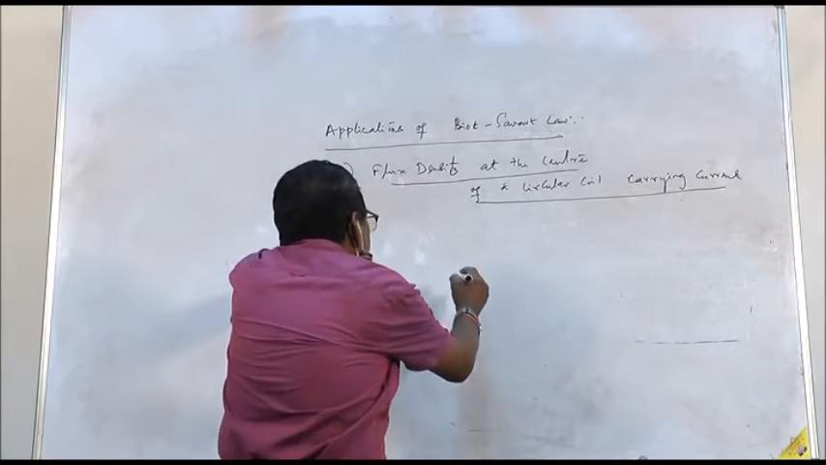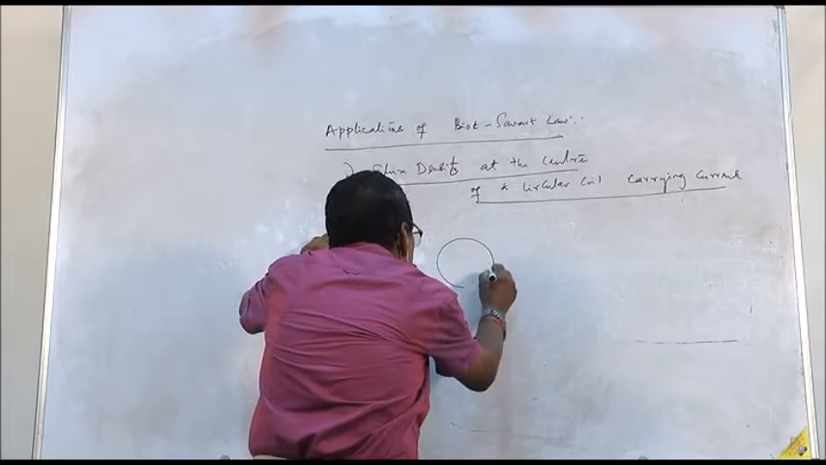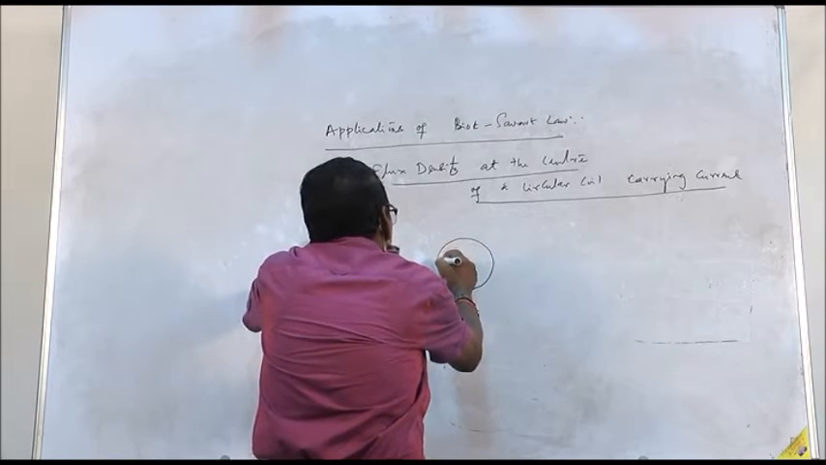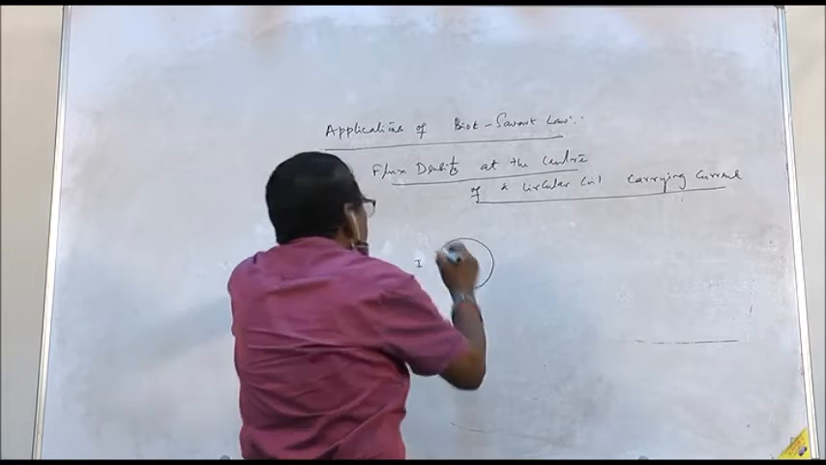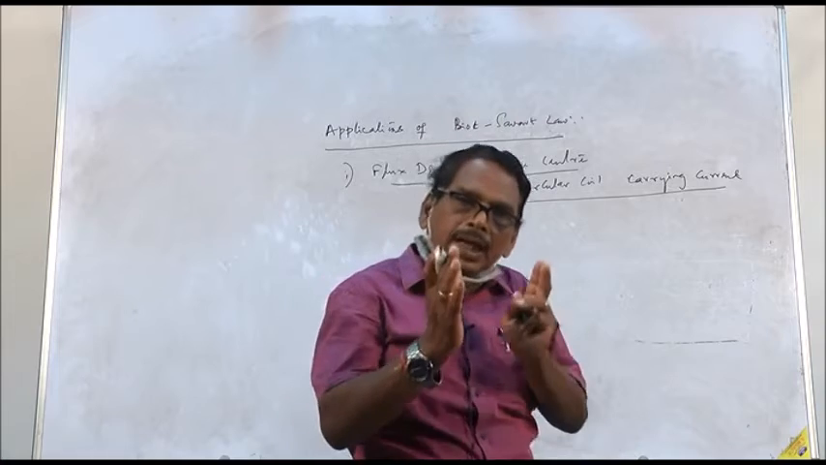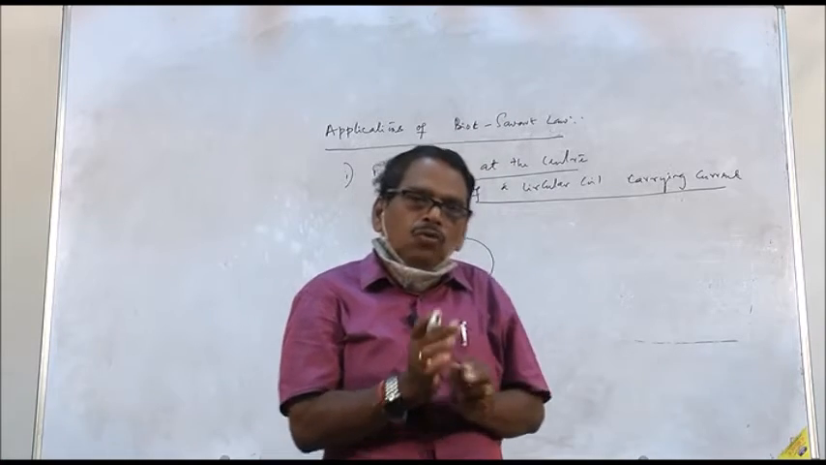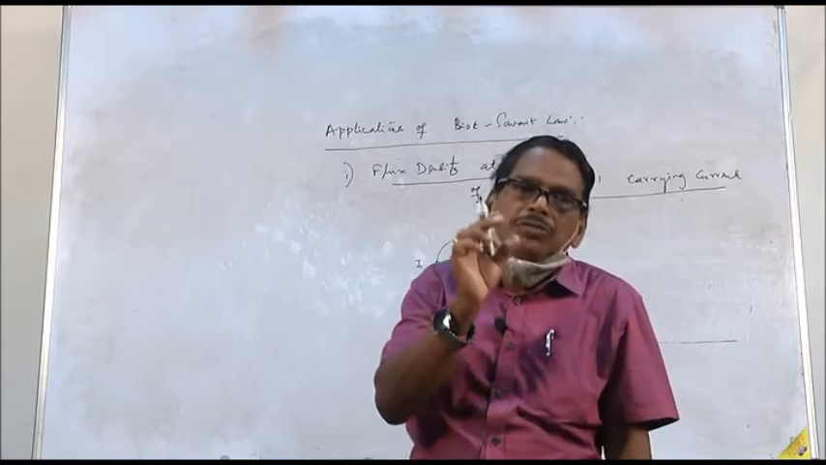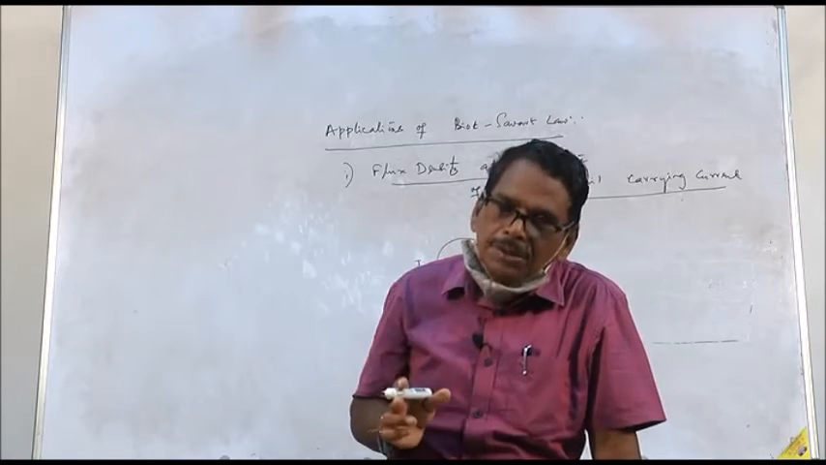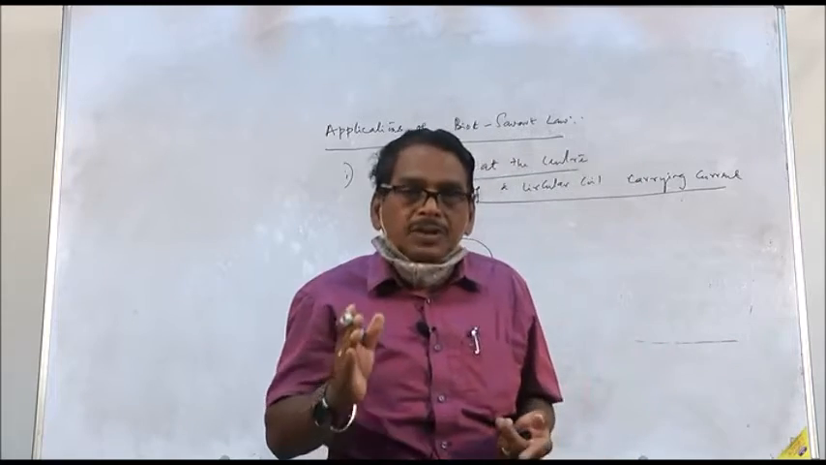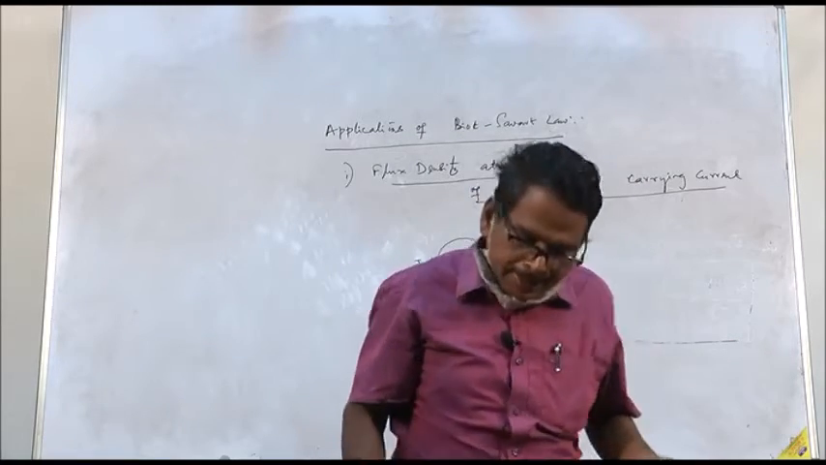How to find out that? Let us take a circular coil. This is a circular coil. What is the current flowing through it? Current flowing through the circular coil is I. Similarly, as we have discussed in Biot-Savart law, we will take a small element of the conductor, find the flux density due to the small element according to Biot-Savart law, then find the flux density due to the entire coil either by summing up or by integrating.